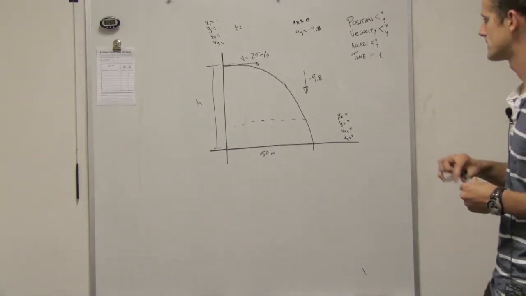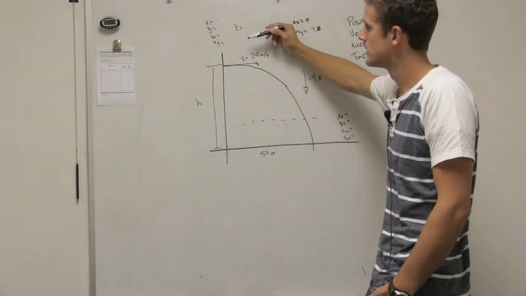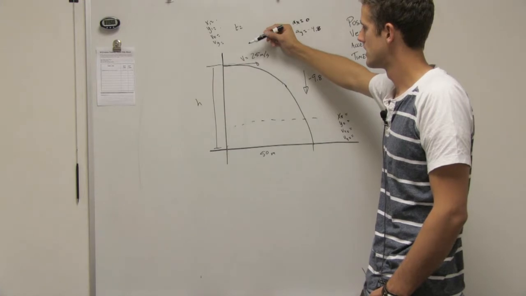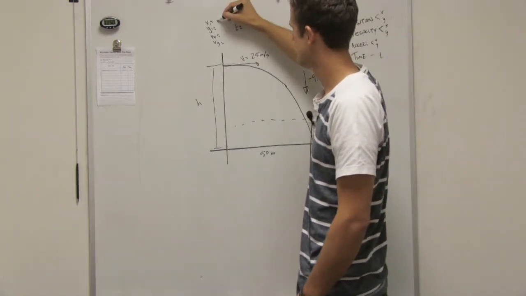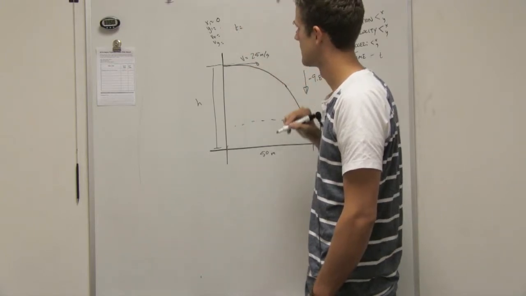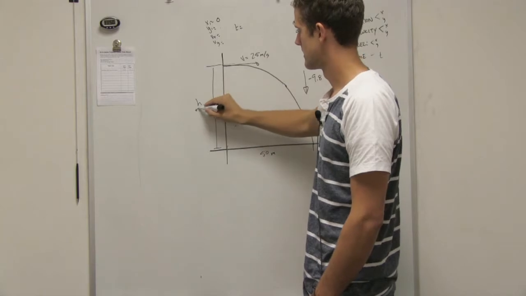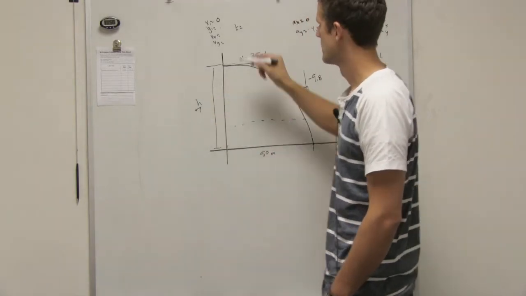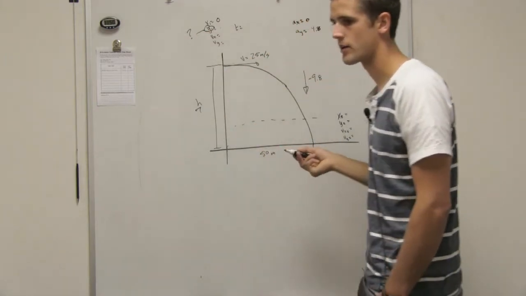So let's start up here. This is just our starting point. So x1 would be 0, and y1 is going to be, we don't know, right? We don't know the height. And that's what we're trying to solve for. So this right here is a key. That's the answer to our question.